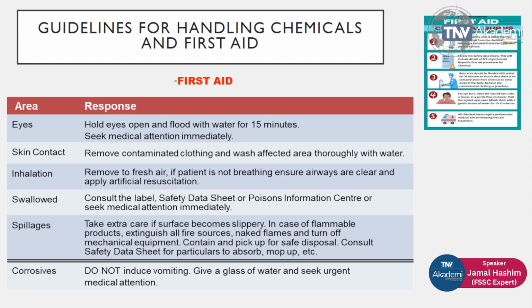In case of inhalation, the person who has come in contact with the chemical, you have to remove to the fresh air. If patient is not breathing, ensure airways are clear and seek medical attention immediately. And if in case the person swallowed the chemical, consult the label, safety data sheet or poison information center or seek medical attention immediately. If there is a spillage, what you have to do, consult the data sheet for the particulars to absorb, mop up, etc.